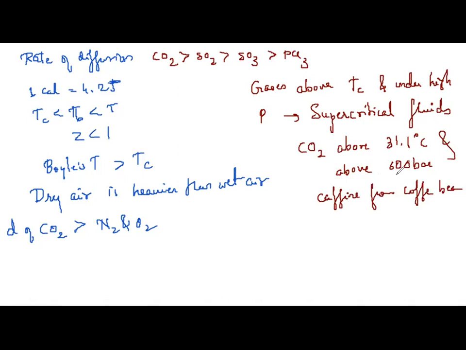A substance will be in its vapor state below critical temperature, and above critical temperature it is called gas. So a substance below critical temperature is called vapor, and above critical temperature it is called gas. It is called gas above critical temperature, and vapor below critical temperature.